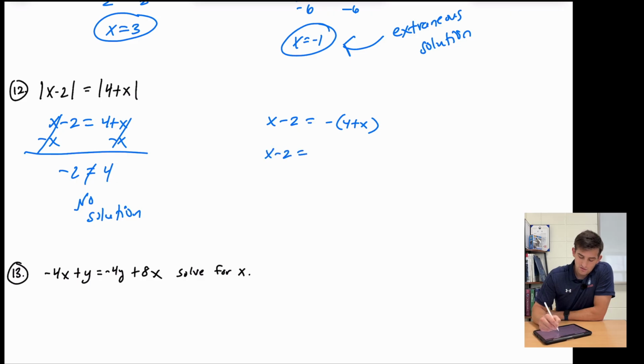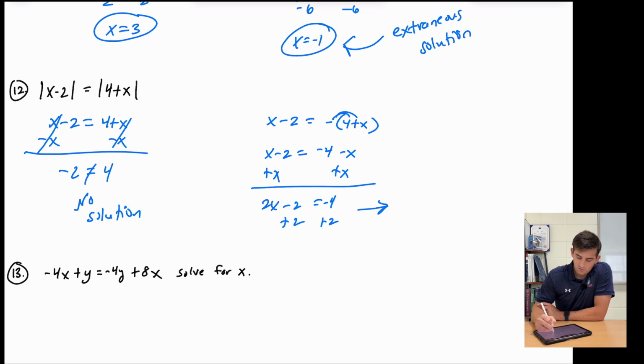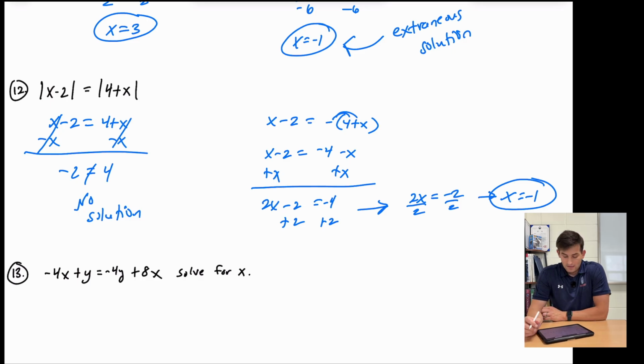So we get x minus 2 is equal to negative 4 minus x. So let's say we want to add x. So we get 2x minus 2 is equal to negative 4. We add 2. We'll come over here. 2x is equal to negative 2. We divide by 2. We get x is equal to negative 1. And that looks good, right? We get x equals negative 1. So we had one of our related linear equations that was no solution, but the other one gave us a solution. So there is only one solution to that absolute value, and it would be negative 1.